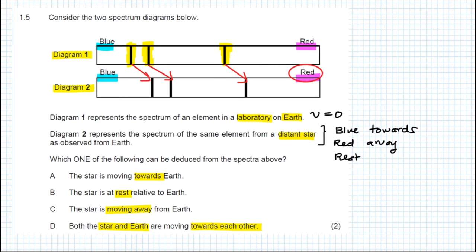Therefore, grade 12s, we can come to the conclusion that this is a red shift, and therefore the correct answer to this question is C. The star is moving away from the Earth. If there was no shift, then B would be the correct answer, because it would mean the star is at rest. If the spectrum moved towards the blue end, then we could go with A or D. But the correct answer here is C.